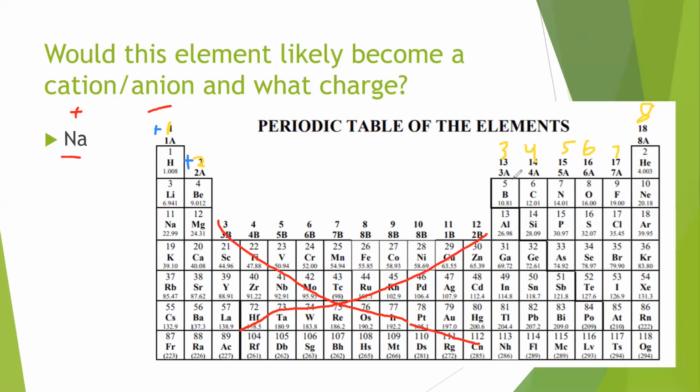This one, it'll be easier to lose 3 than gain 4, so plus. This column, it's equal, so it could be either a plus or a minus, depending on each atom. 5, it's easier to gain 3 than lose 5, so it will be -3. This one, -2, -1, and these just don't react at all because they're very stable. And for another hint, Na is right here. So would it be a cation or anion, and what charge would it be?